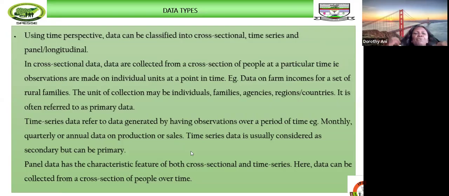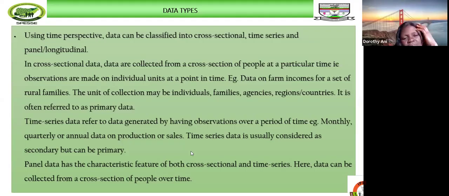So this time we want to use another criterion to classify data: using a time perspective. Using time, as in time is our criterion for the classification. So data can be classified into cross-sectional data, time series data, and panel or longitudinal data.